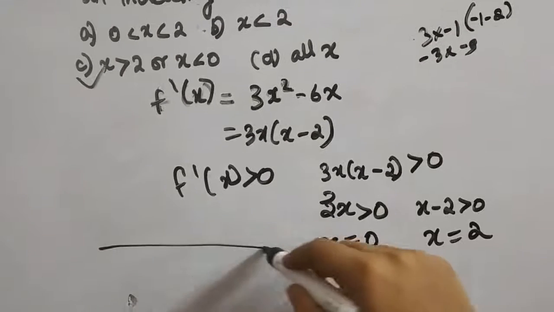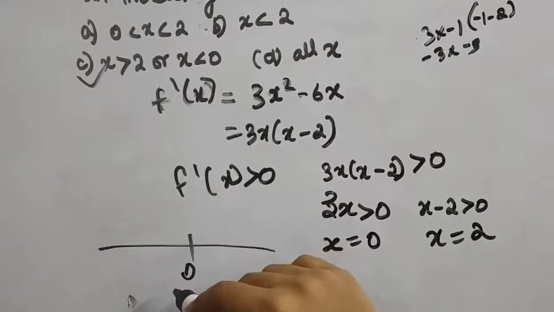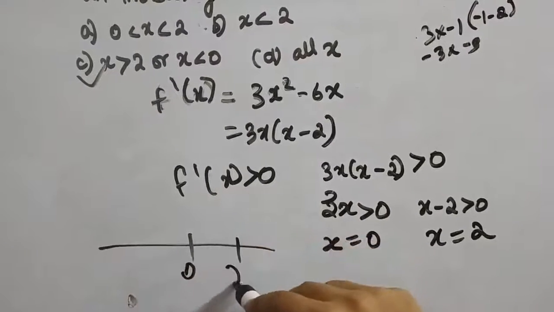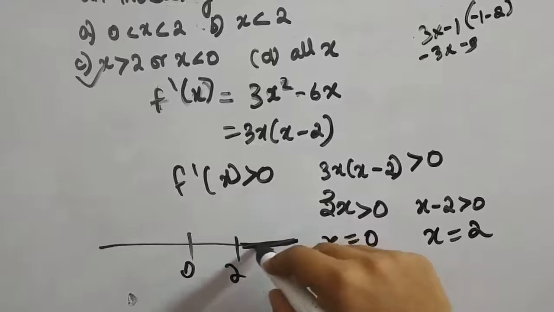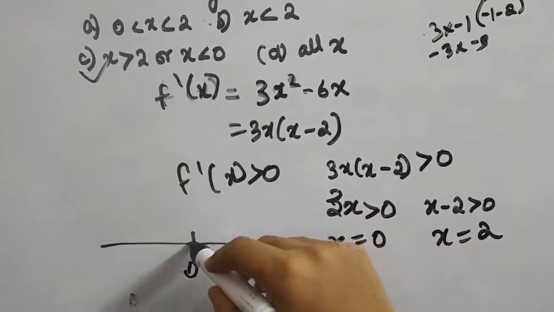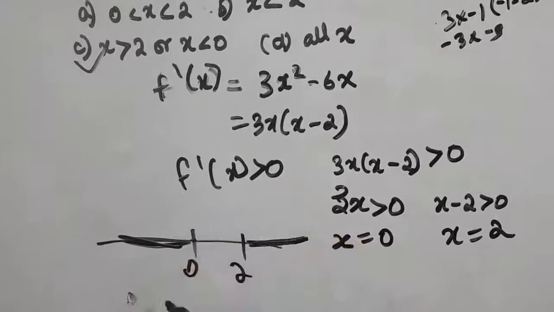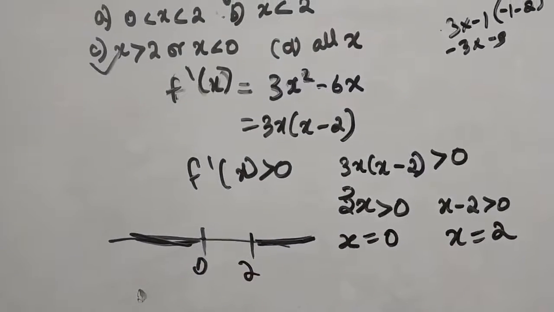That means this is a number line. 0 is here, 2 is here. So this will be in this part, x greater than 2, or x less than 0. So in these two intervals, the function is increasing.